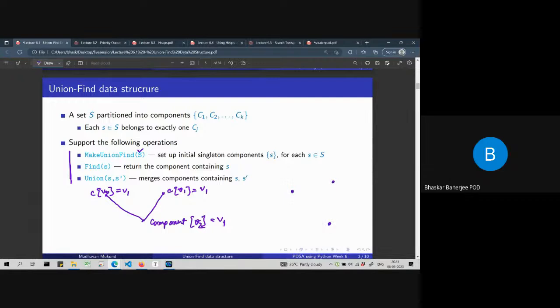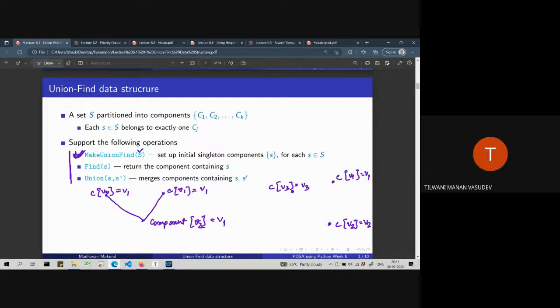Now, in the first iteration, what was the value? The component of, let's say, V3 was V3. So this is your initialization. The component of V1 would be V1, and the component of V2 would be V2. Each of these is a separate component, because all of them are separate. They are not connected. So this step of initializing a separate component value for each vertex is done by the make union find function. Make union find would do that.